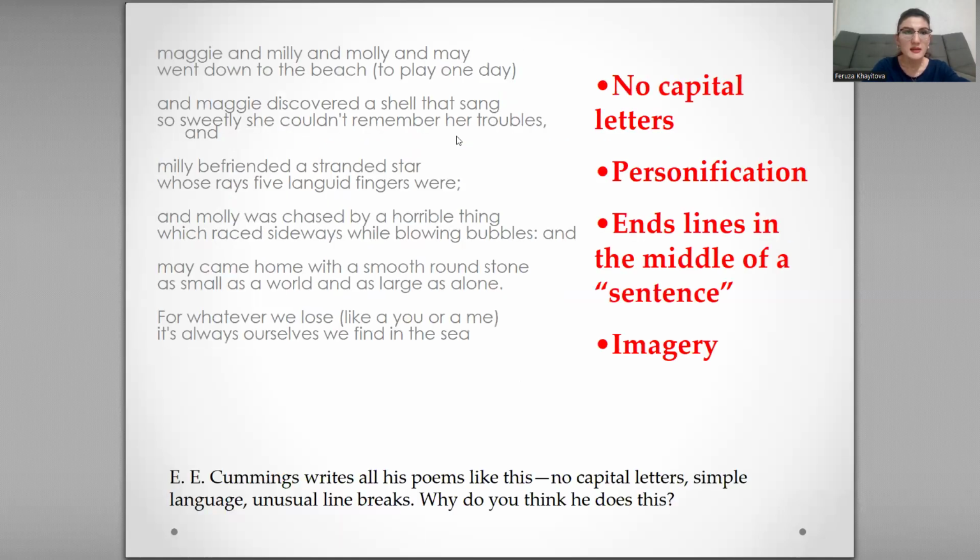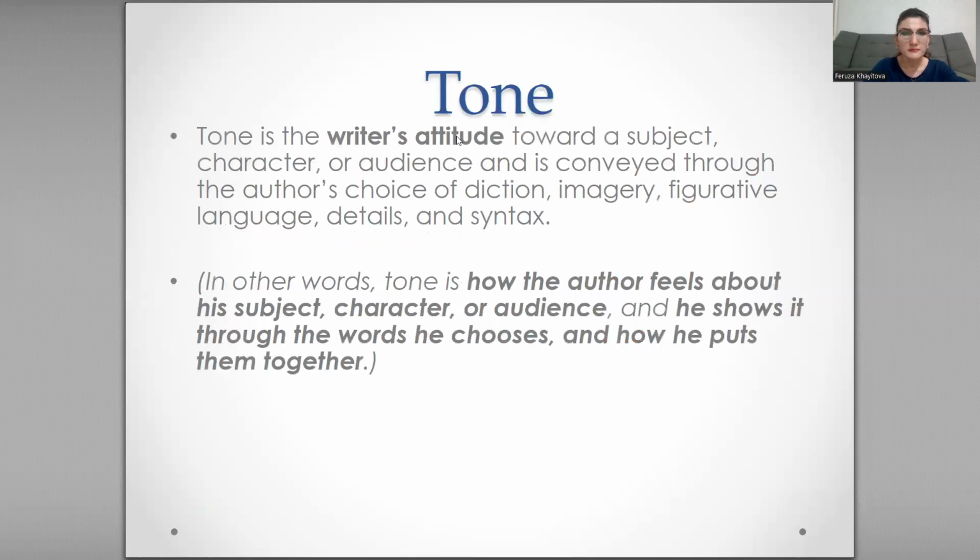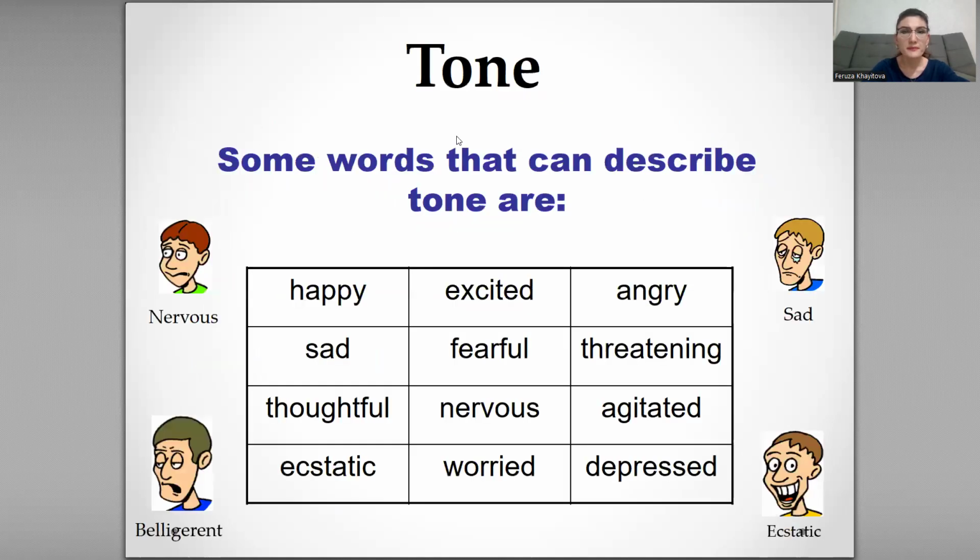The next is tone. Tone is a writer's attitude toward the subject, character, or audience, and is conveyed through the author's choice of diction, imagery, figurative language, details, and syntax. In other words, tone is how the author feels about his subject, character, or audience, and he shows it through the words he chooses and how he puts them together.